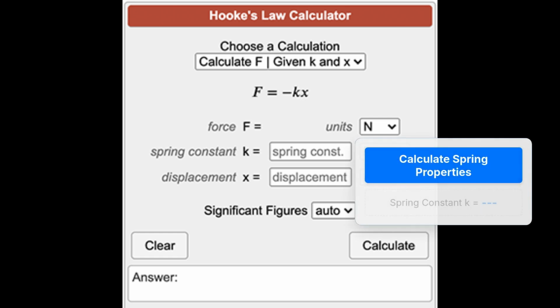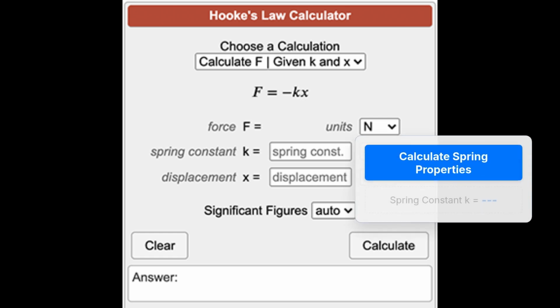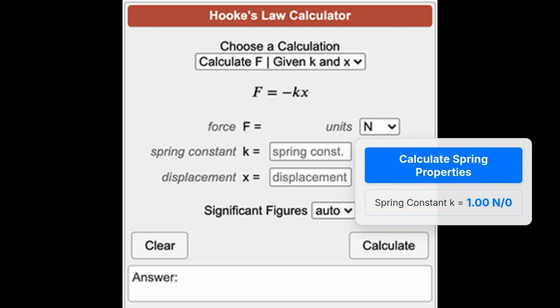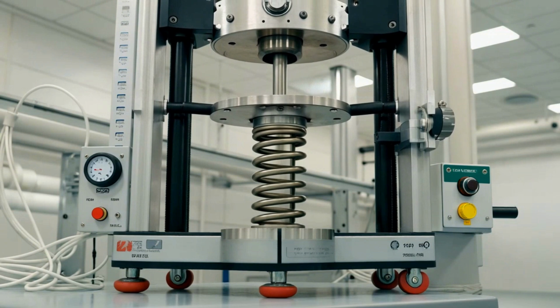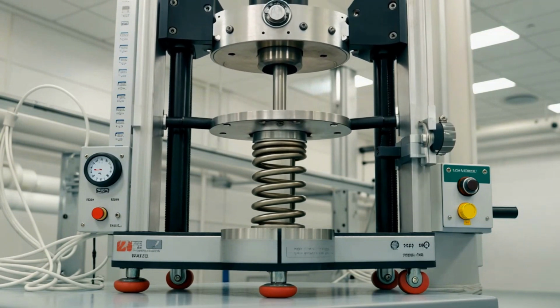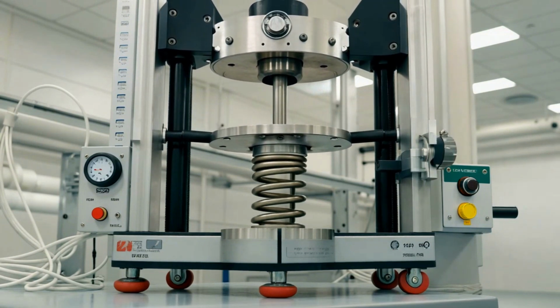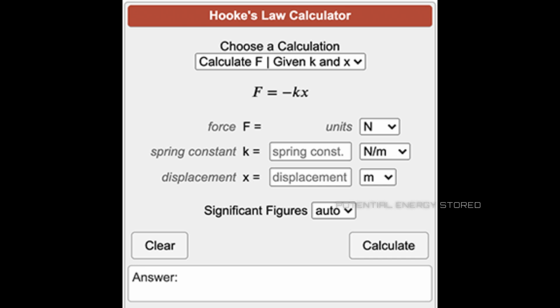After clicking Calculate Spring Properties, we get our results. The spring constant K equals 1 Newtons per meter. This tells us the spring's stiffness, meaning it takes 1 Newton of force to compress or extend this spring by 1 meter. The calculator also shows potential energy stored equals 50,000 joules.